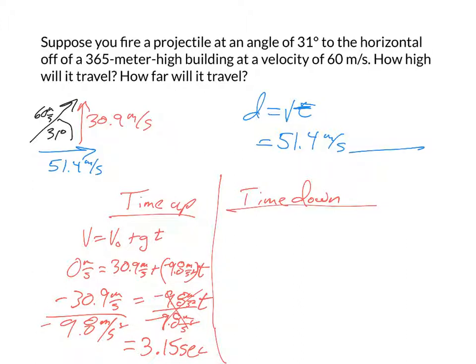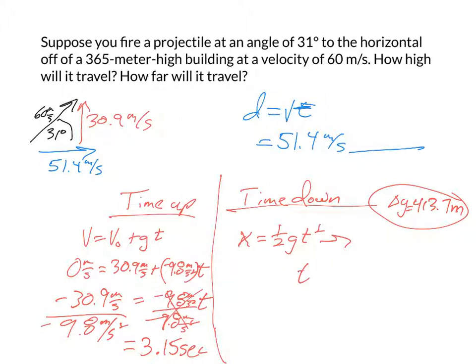Time down's a little bit more tricky. I had a distance earlier, change in y, of 413.7 meters. I can't do velocities here because I don't have a final velocity as it hits the ground. So I can use y equals 1/2 gt squared, which turns into t equals square root of 2 times change in y. Oh, this should be a y here, sorry. Trying to go fast again.